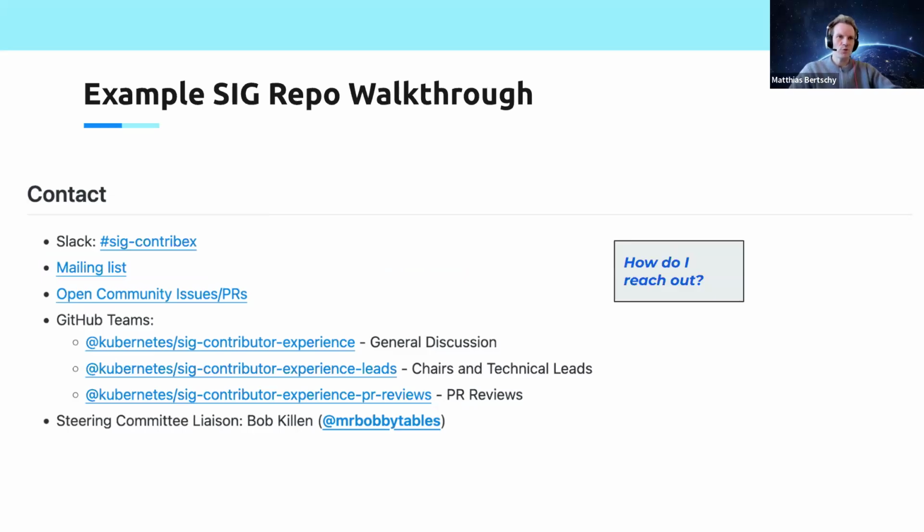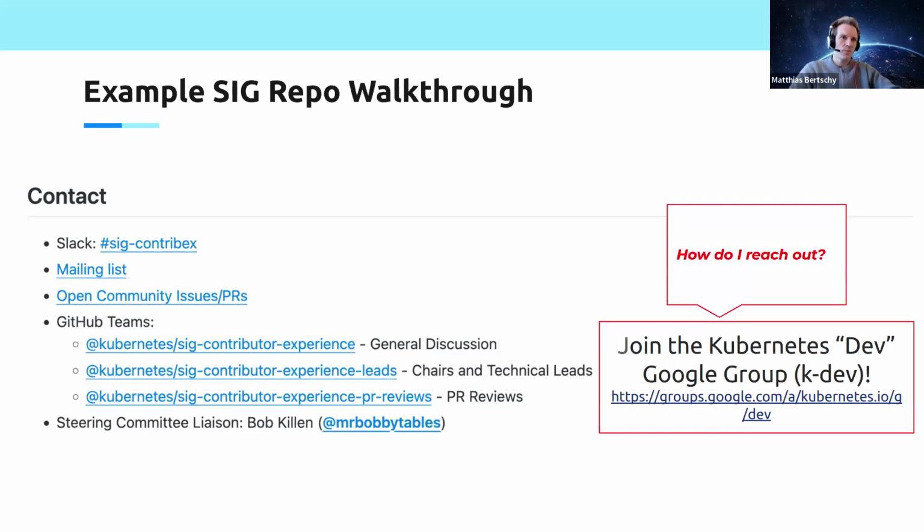Also, you will find information about where to find issues and pull requests related to the SIG, and see if there is a GitHub team. We also have project boards, usually per SIG, so it's another way of exploring the open issues. Also, every contributor should join the Kubernetes dev Google group, which we refer to as KDev, because this mailing list is the primary communication channel for all the important contributor information.